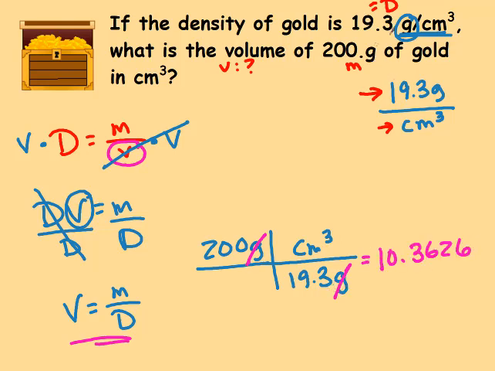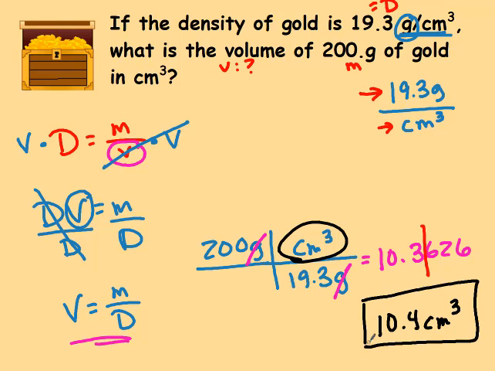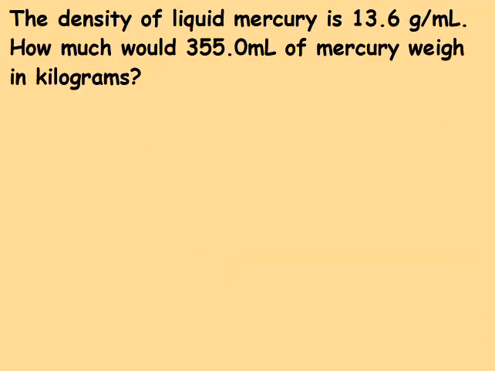And I need 3 sig figs. Both of them have 3 sig figs. That 3 is going to round up. So you should get 10.4. That's our units, centimeters cubed. There's no reason to guess on what your units are. It's whatever's left. Go ahead and pause the video and solve this one to get your grams. Restart when you have your grams.